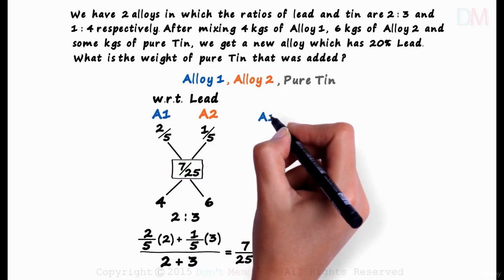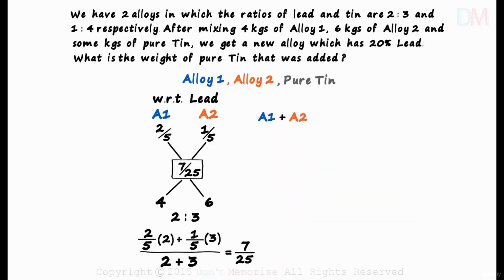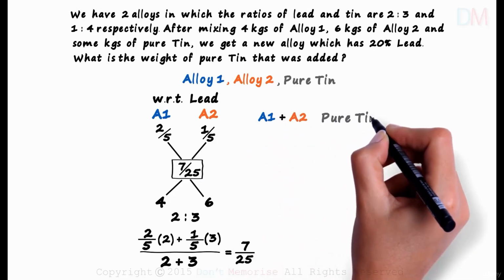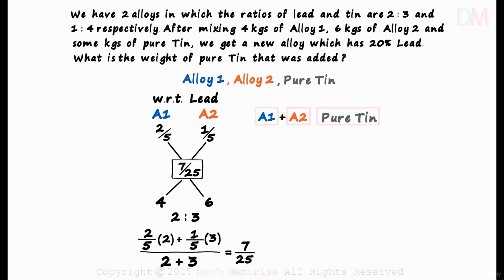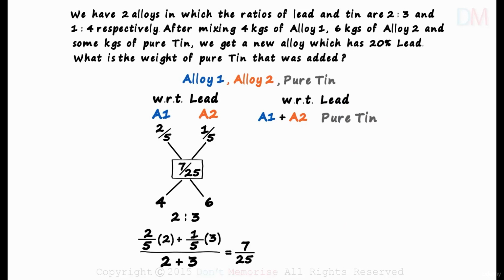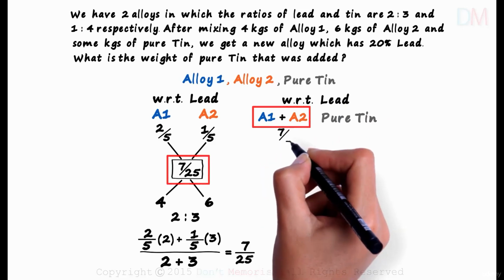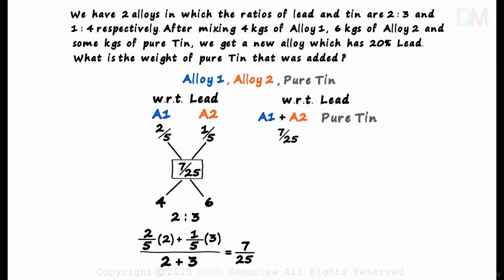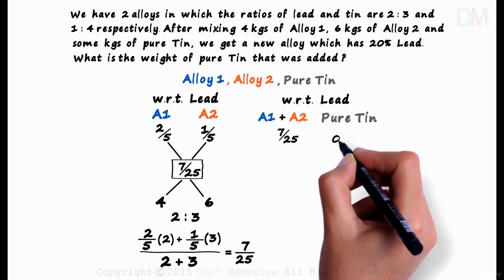On one side we have A1 plus A2 and on the other we have pure tin. These are the three things we are mixing. Again, let's write all quantities with respect to lead. We have already found the lead proportion at this point. It's 7 over 25. And what will be the lead proportion in pure tin? It's easy. As it has no lead, the lead proportion will be 0.